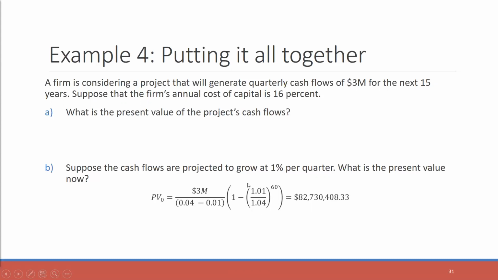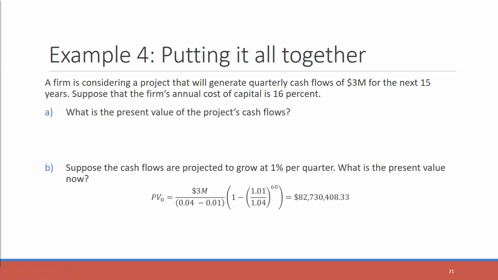And again, we always want to be mindful of our order of operations. So here in the numerator, we've got 1 plus G, and in the denominator, we've got 1 plus R. We want to take this actual number, so divide 1.01 by 1.04, and then raise this to the 60, and then do 1 minus this number to yield the answer on the screen.